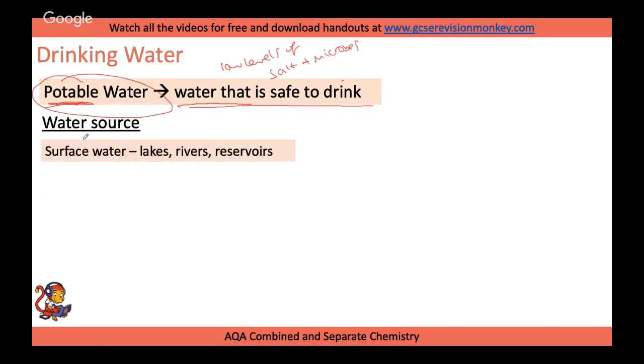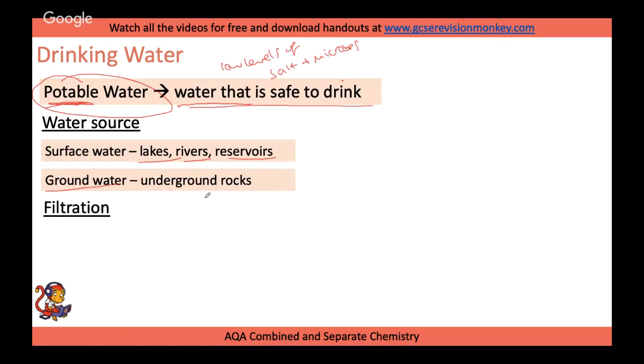Water sources. So surface water is one. In the UK, we have lots of surface water. We have lots of lakes, rivers and reservoirs to collect our fresh water, which is our rainwater in. We could also get water from groundwater, so underground rocks where water is stored. And to make sure it is potable, we have to go through a process of filtration.